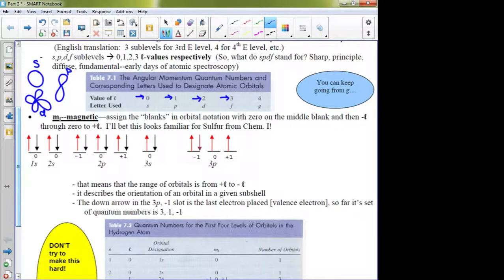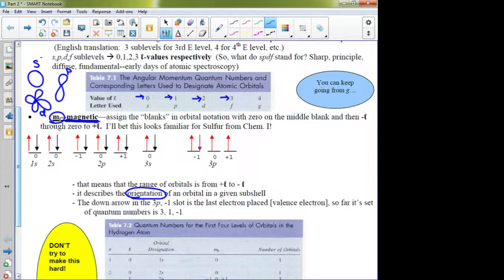Then we move on to M. M is the magnetic number, okay? And I like to think of M as the orientation. M describes the orientation of the orbital in a given space. Here's how you come up with M. You do it kind of like a number line.